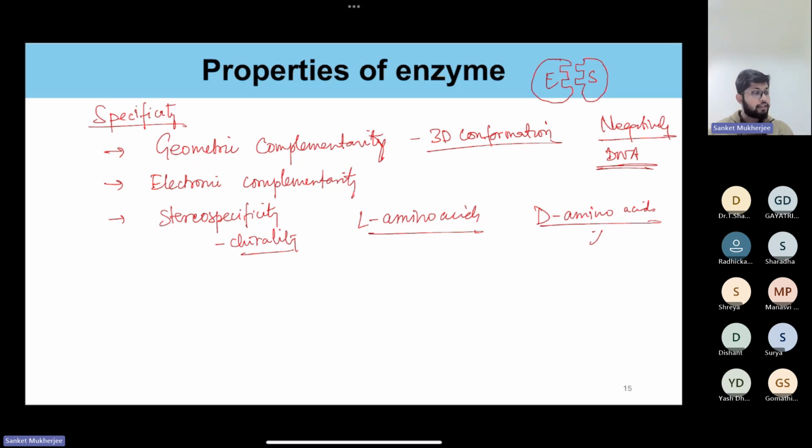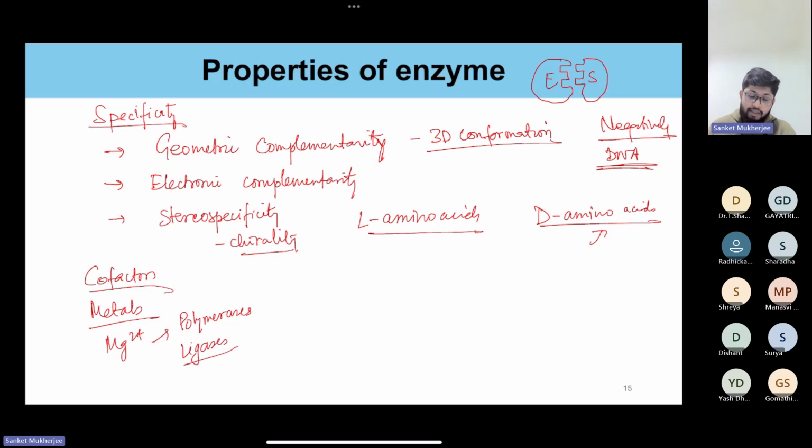Okay, fine, great. Talking about the cofactors which are required for an enzyme, cofactors are essentially, as I told you, metals. These are metals which are very important for the enzyme action. For example, magnesium ions are very important in case of polymerases and ligases. Similar to cofactors, there are coenzymes, which are basically vitamins. These vitamins, again, aid the function of an enzyme.